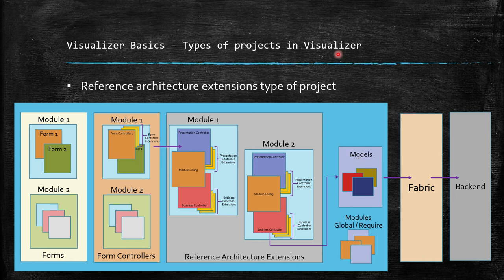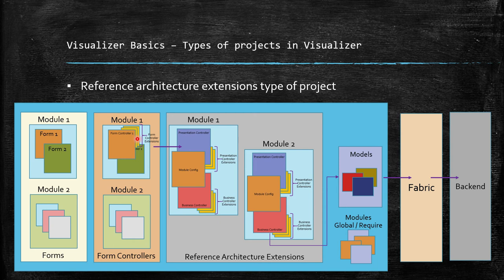Now that we understand the various components that we have as part of a reference architecture extensions type of project, let us understand how this type of project enables us to create an app as a product so that we can use that app and customize the functionality in that app to various customers at a later point of time.